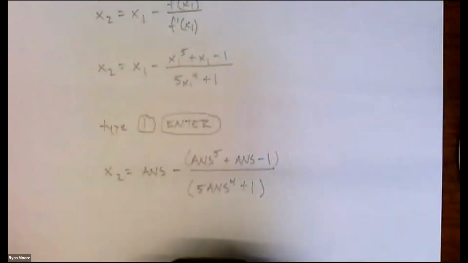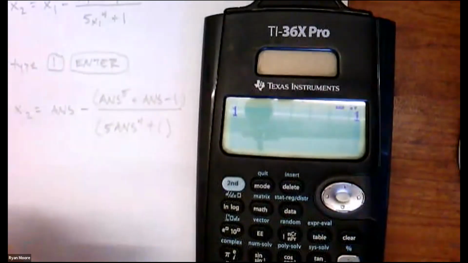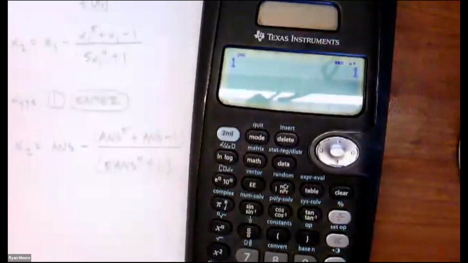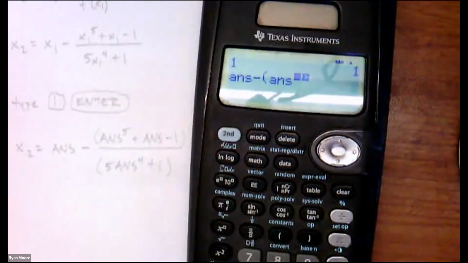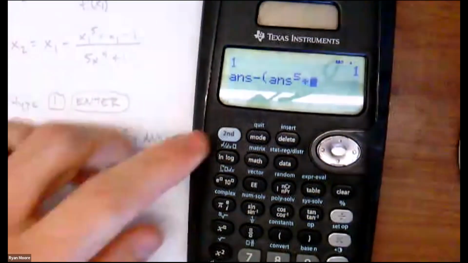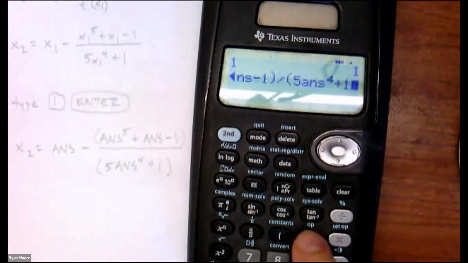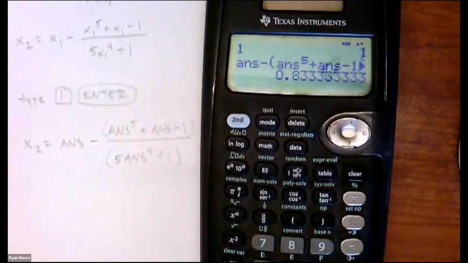Okay, let's try it out. I'm going to try and keep that on the screen. Can I get it all? Maybe, maybe not. My answer feature is down here next to enter. So I'm going to go second answer minus parentheses answer to the fifth plus the answer minus 1 parentheses divided by parentheses 5 answer to the fourth plus 1 parentheses. And now when I hit enter, it should be recalling the 1 in for all the answers, and that will give me x2.